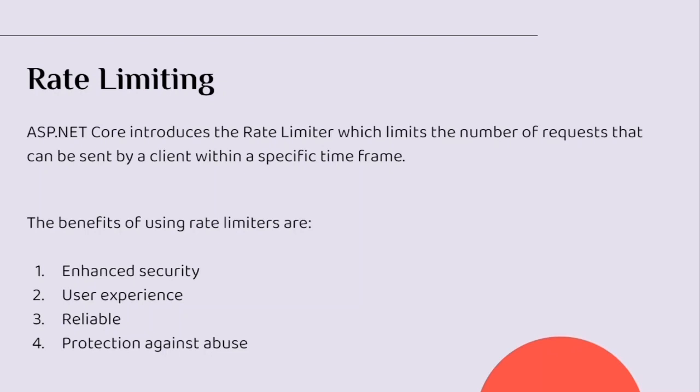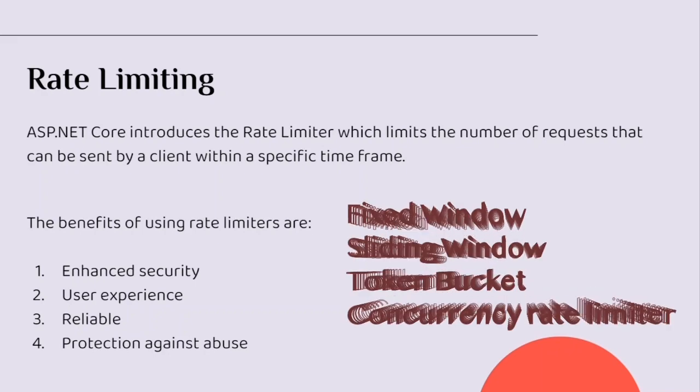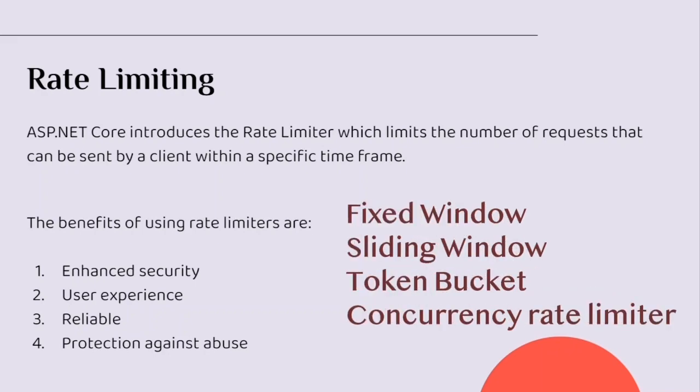There are different types of rate limiters in ASP.NET Core. Number 1 is the fixed window rate limiter. This is the most common rate limiter, which limits the number of requests that can be made within a specific time window. When the window expires, a new window is started and the limit is reset. Number 2 is the sliding window rate limiter. That's a more advanced rate limiting strategy that is similar to the fixed window rate limiter, but it adds segments per window.